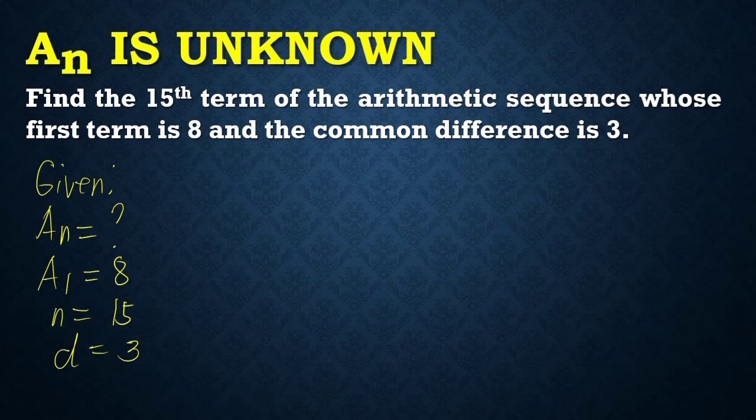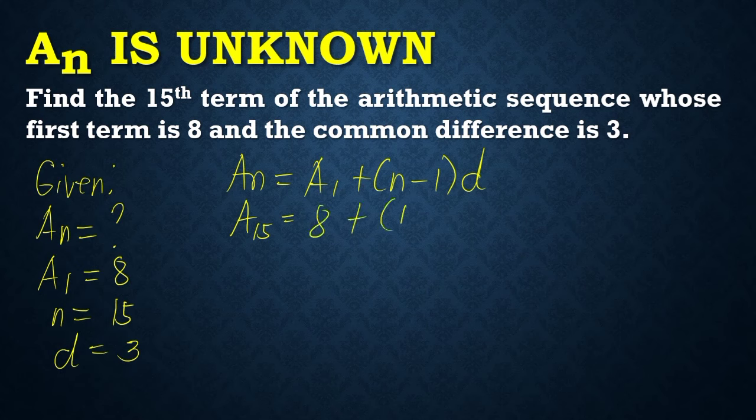Now, we can apply the formula A sub N is equal to A sub 1 plus the quantity of N minus 1 times D. So, A sub 15, since we're looking for the 15th term of the arithmetic sequence. Now, A sub 1, that is the first term, 8, plus N, the term position, that is 15 minus 1 times the common difference, which is 3.